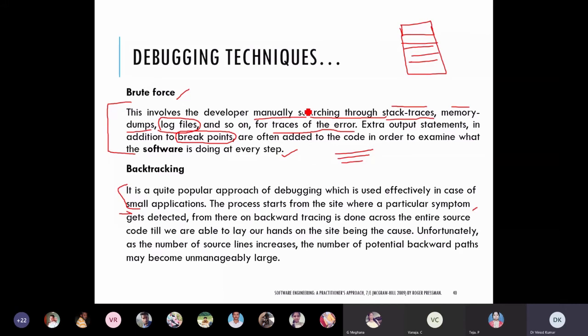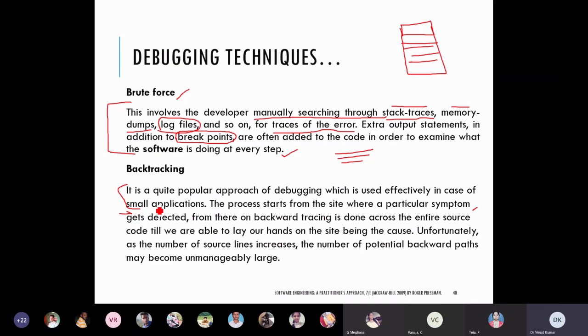So this is called the brute force debugging technique, but manually searching is very tough, and it is a very tedious task. In small programs, when your program is not functioning properly in C programming, you go through each and every line one by one to find where the problem is coming from, and you fix those problems.